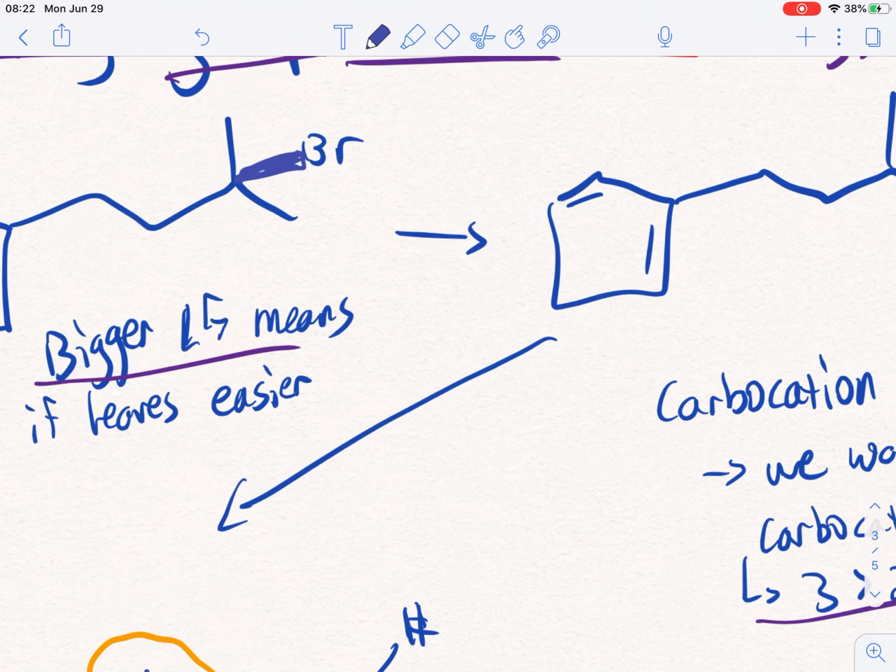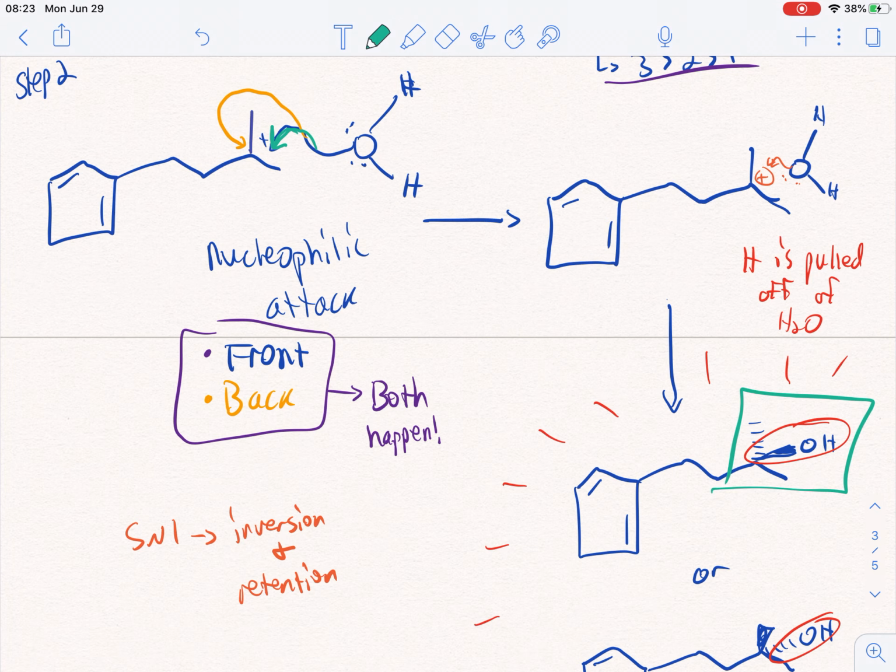All right, so we're going to have, like I said, a retention, right? And the retention is, it's going to stay wedged, and this is wedged. And we're going to have an inversion, right? And we're going to have an inversion because the nucleophile is going to attack from not only the backside, like only what SN2 does, but also the front side. So the front is what maintains the stereochemistry. The back is what flips the stereochemistry.